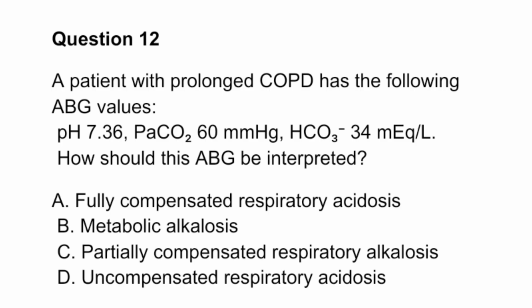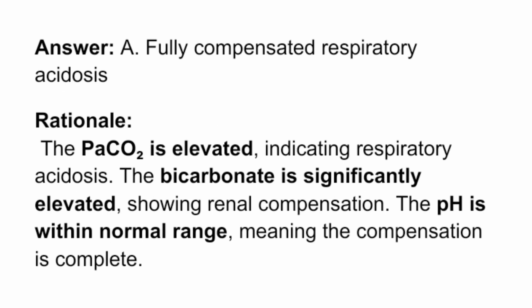A. Fully compensated respiratory acidosis. B. Metabolic alkalosis. C. Partially compensated respiratory alkalosis. D. Uncompensated respiratory acidosis. Answer: A. Fully compensated respiratory acidosis. Rationale: the PaCO2 is elevated, indicating respiratory acidosis. The bicarbonate is significantly elevated, showing renal compensation. The pH is within normal range, meaning the compensation is complete.